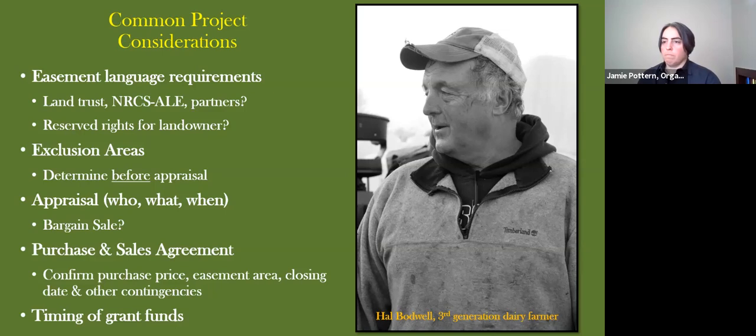You also definitely want to have a purchase and sales agreement where you can confirm the purchase price, determine the easement area, establish a closing date, and any other contingencies that you'd like as part of that contract. But it's really important to have that contract so you and the landowner understand what the plan is moving forward. And last but not least, all the grant funds that you may be out there searching for will have various time frames or expiration dates when those funds go away. So it's really important to try to coordinate those funds so that they're all available when the end of the project arrives.